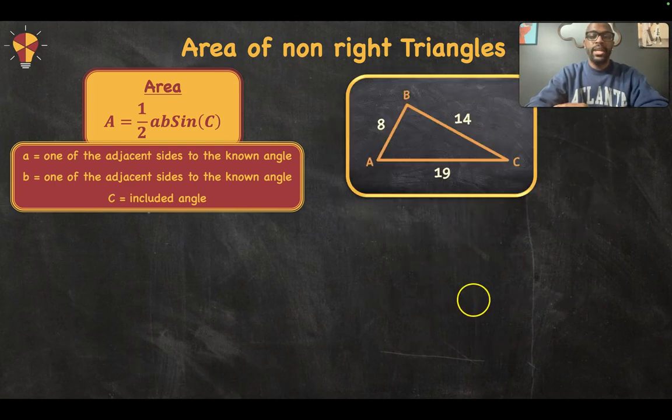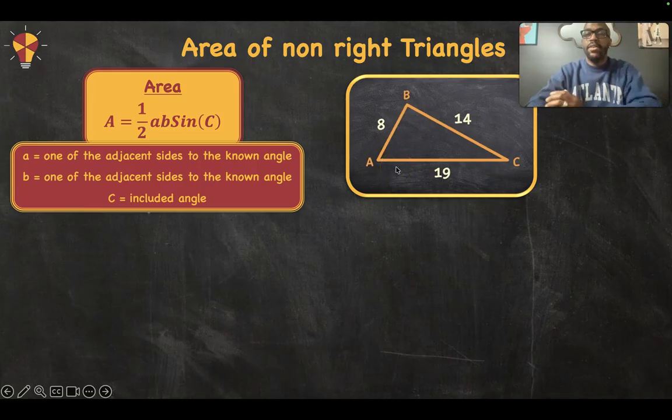So now let's look at an example like this. I'm going to do this problem three different ways. So think about what I need in order to find the area of a non-right triangle. I need two sides and an included angle. I've got three sides, but now I've got to figure out which one of these angles I want to solve for so I can plug that in to find the actual area of the triangle.